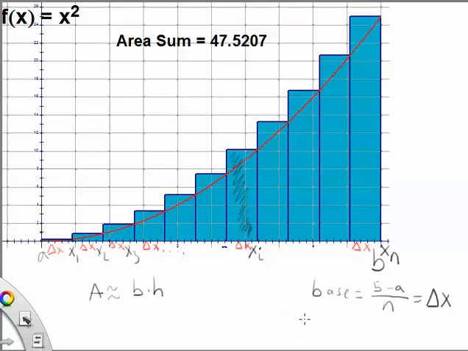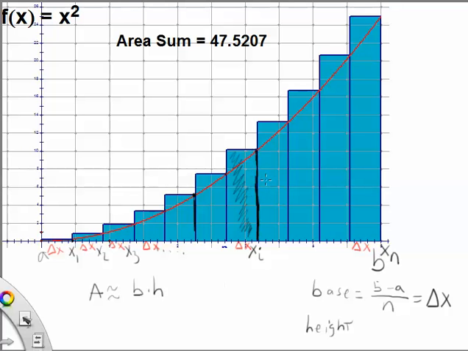What about my height? Well, my height is simply whatever the value of my function is at my endpoint. I have all these values for all these rectangles. I have x sub 1 here, and I plug it in, and I get whatever that is on the curve. Let's go here. I have x sub 5 here. I come up here, and that's my value for this rectangle. That's my height. Well, what about for my ith rectangle?